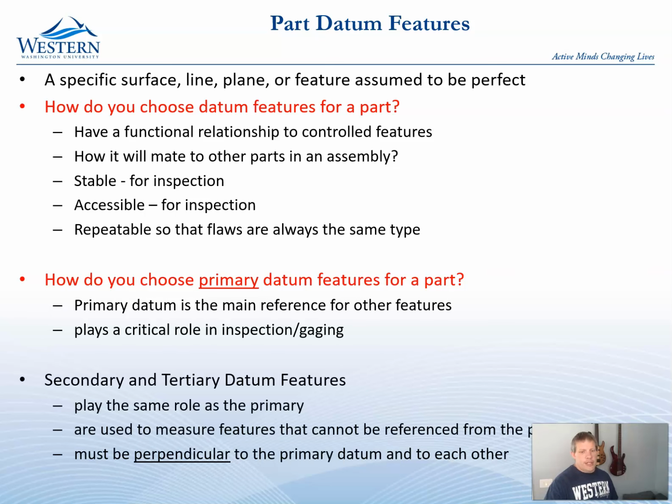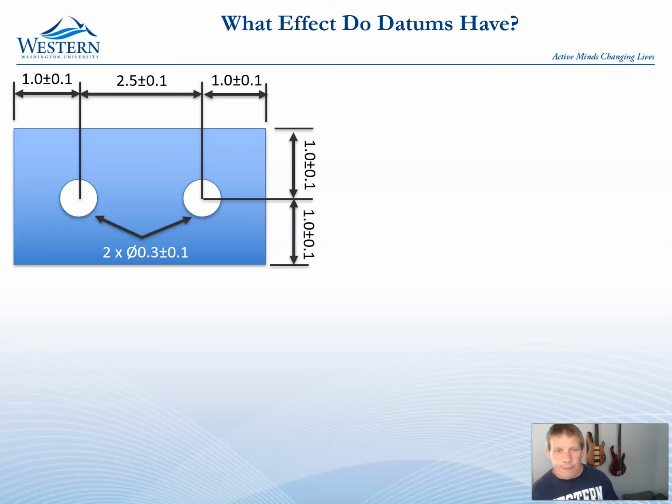Secondary and tertiary datums have the same role as the primary, and they're used to measure the features that you can't measure from the primary. And so they may add some orthogonal axes to the part. They must be perpendicular to the primary datum and each other for the first 3 axes. Once you've gotten the first 3, then you can start adding datum features that are not perpendicular, and that will often happen.